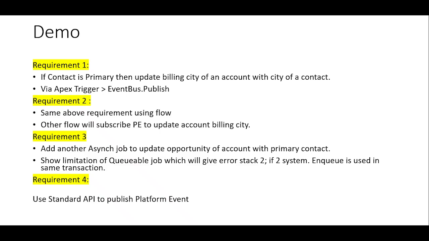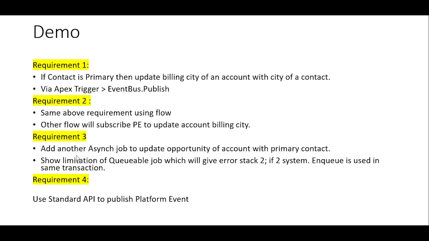In the demo, we are giving ourselves four requirements. First is very simple: if a contact is primary, then update the billing city of an account with the city of the contact. We will do this via an Apex trigger. Then we will do the same thing via a flow, where we will create a contact, and if the contact is primary, we will update the billing city of the corresponding account.